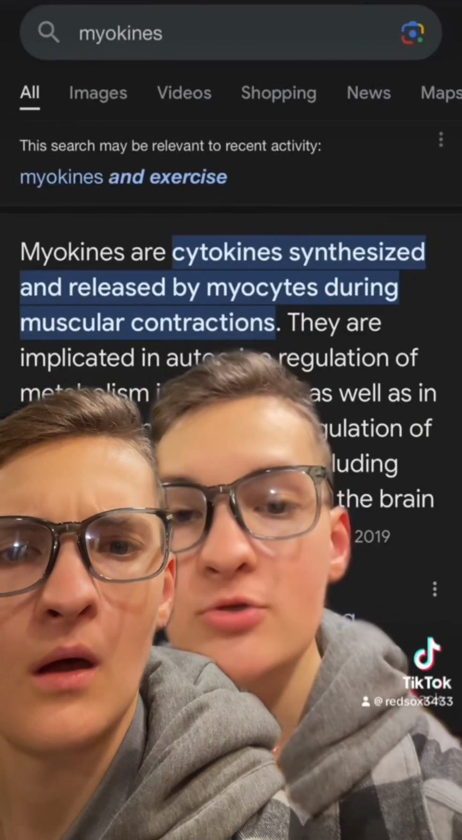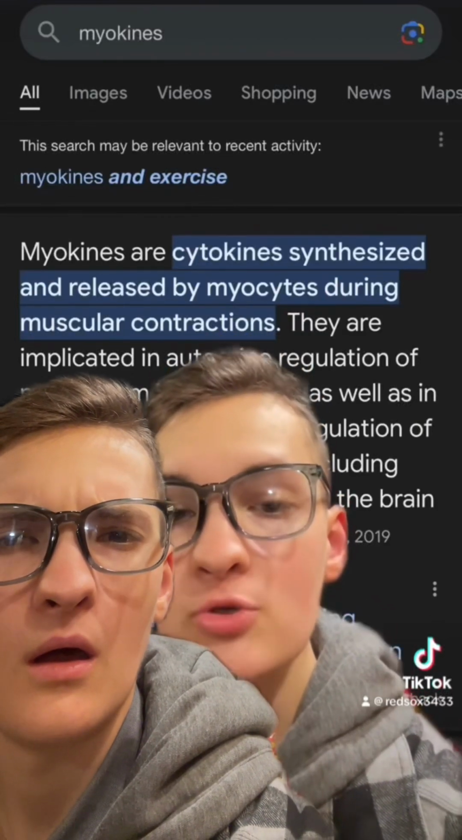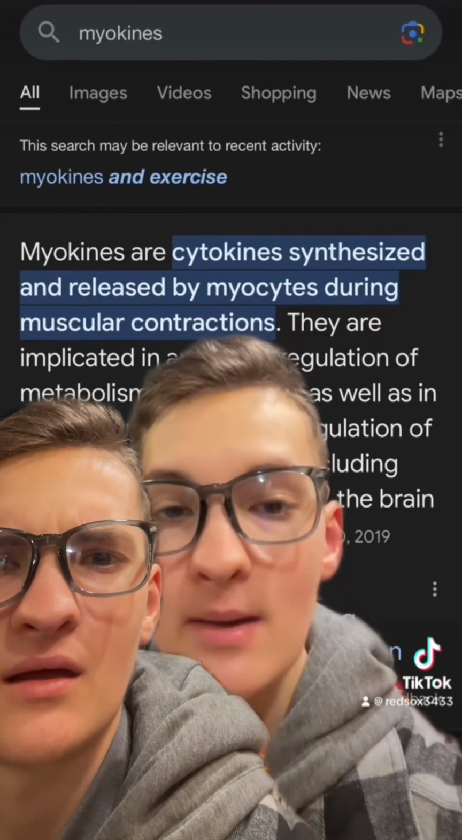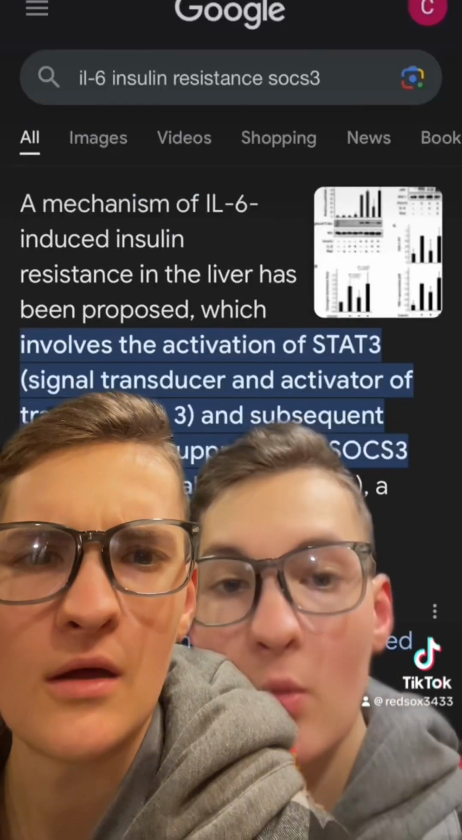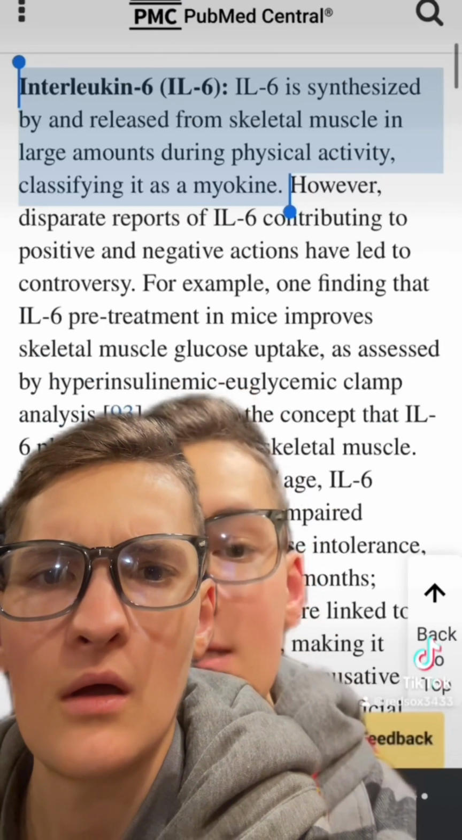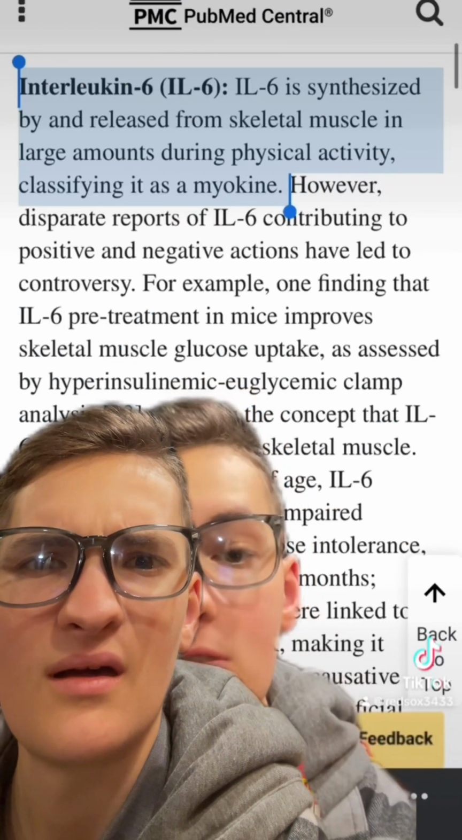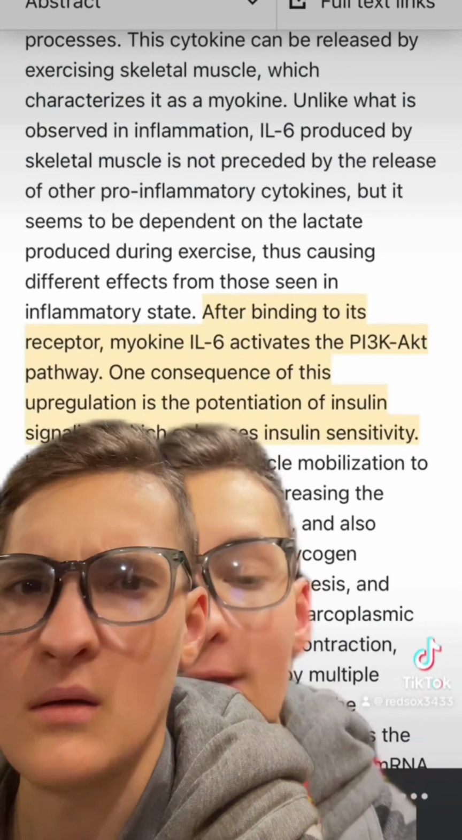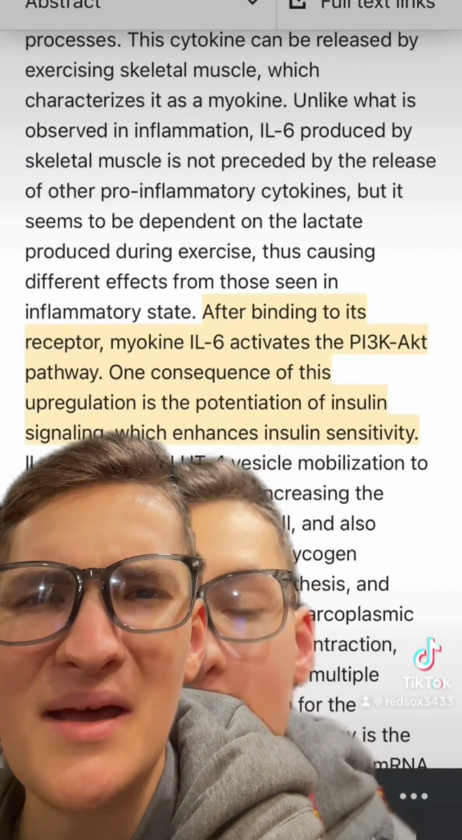Cytokines released during exercise from the muscles themselves are actually referred to as myokines, essentially muscle cell-released cytokines. We know that IL-6 can induce insulin resistance, but oddly enough, the IL-6 that is released from the muscle during exercise actually increases insulin sensitivity. I really glossed over myokines in the original video because it was not the topic of that video, but it's going to be the topic of this video.